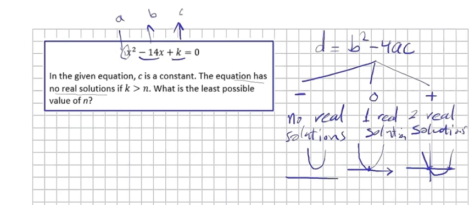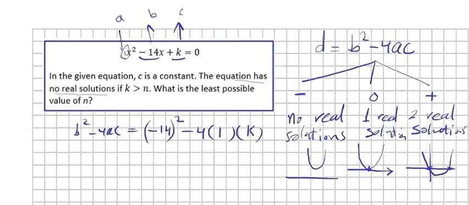So now we can check this b squared minus 4ac. B squared here is negative 14 squared. Don't write squared like this; you have to put the squared sign above the whole parentheses. Minus 4ac. And a here is 1, and c is k.